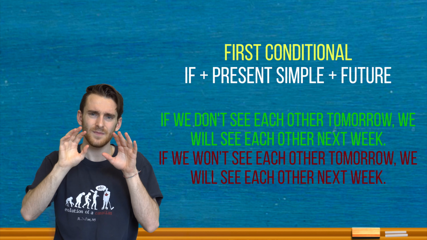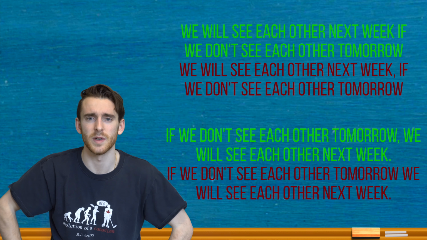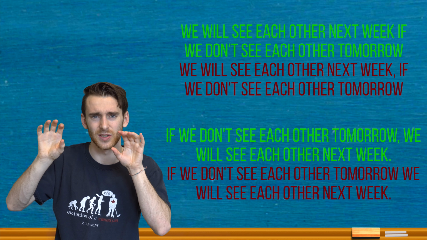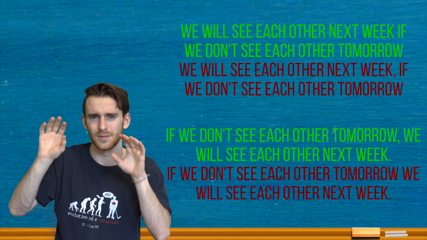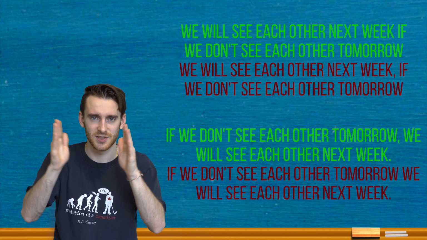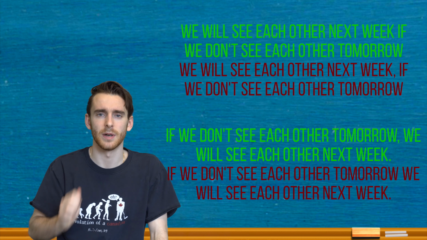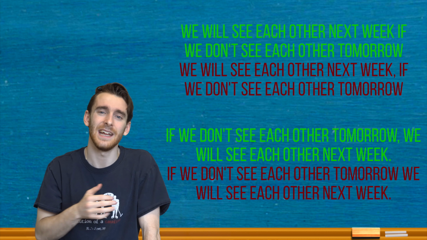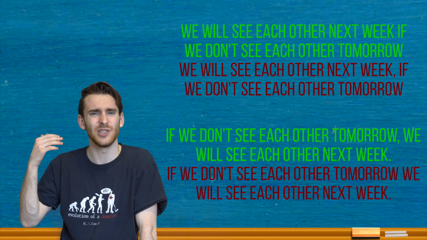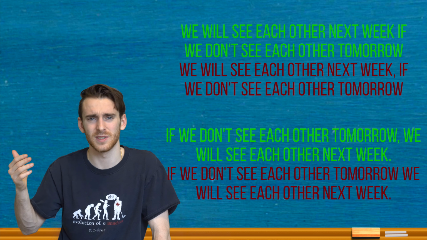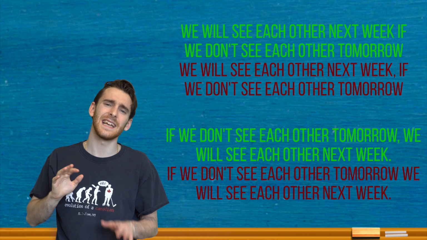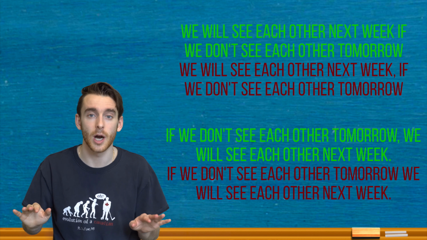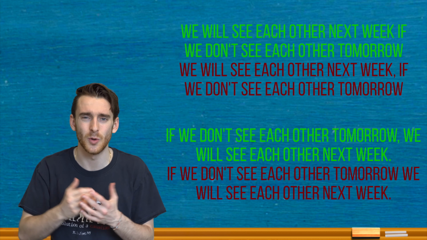Before I forget, if you start the sentence with if, then you put a comma between the two clauses. That's grammar terminology, but between the two parts, so you put a comma. But you can switch the formula around like math, and you can say, we'll see each other next week if we don't see each other tomorrow. And in that case, no comma.